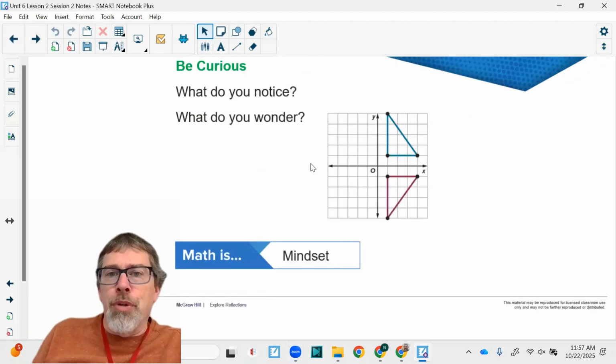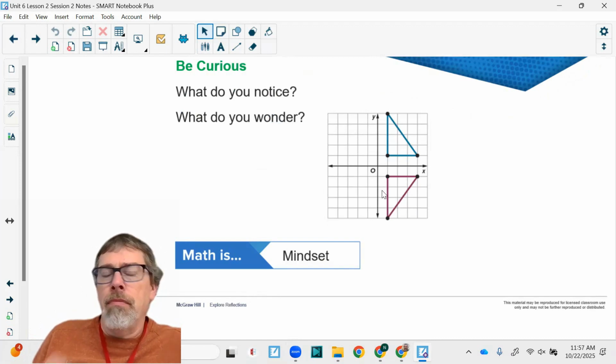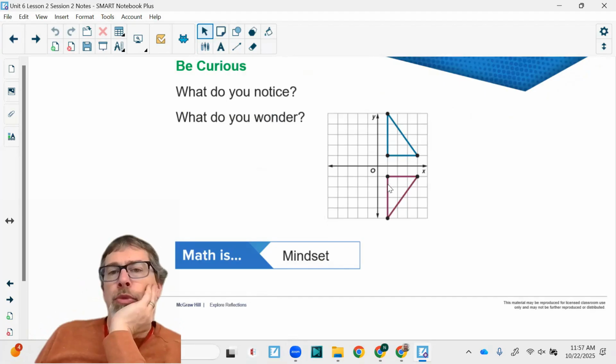So what do you notice? What do you wonder? Well, I noticed two triangles, and I noticed that they're on opposite sides of the x-axis, and I noticed that they're a reflection. What do I wonder? Oh, I don't know. Good question. What do I wonder?